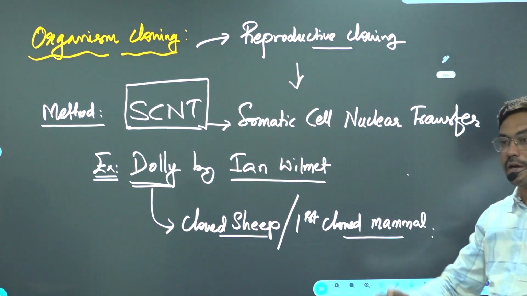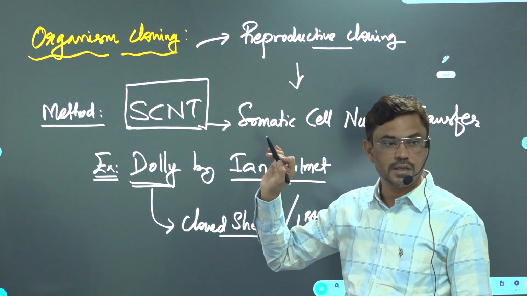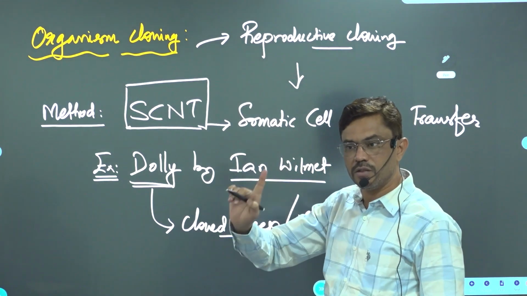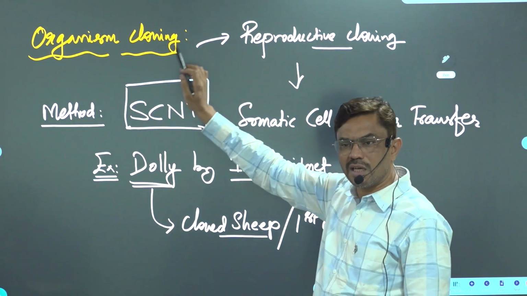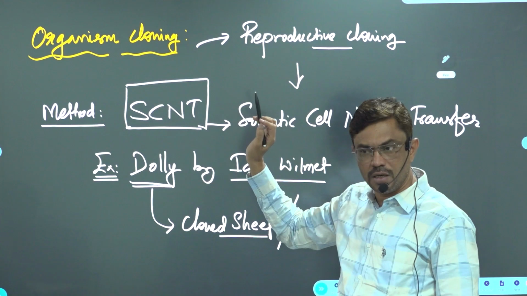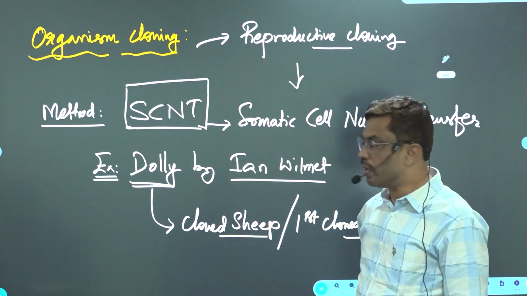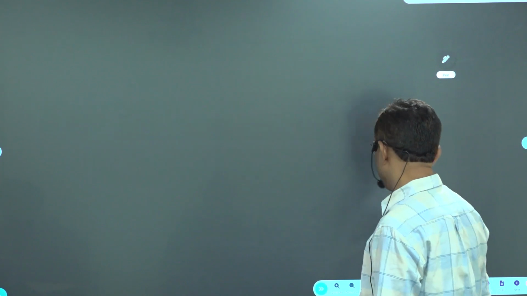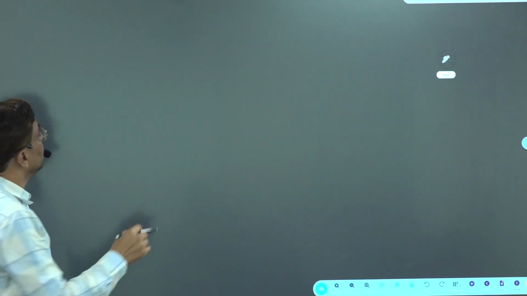Just for your understanding, I'll let you know what somatic cell nuclear transfer technology is. Okay, from the exam point of view, from the preliminary point of view, you just have to remember that the process involved in the reproductive cloning process or organism cloning process is somatic cell nuclear transfer technology. So the best example is the production of Dolly by Ian Wilmut. Let us see how this Dolly can be produced. It is for your understanding only. What is somatic cell nuclear transfer?